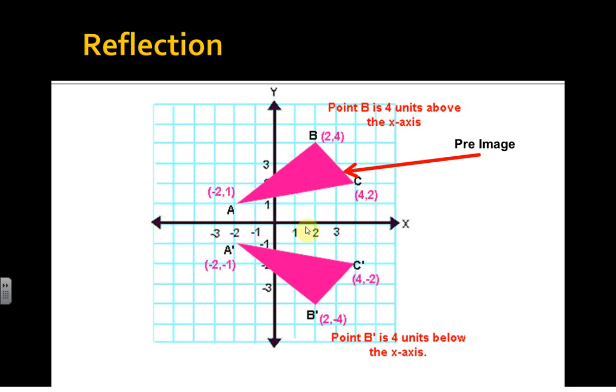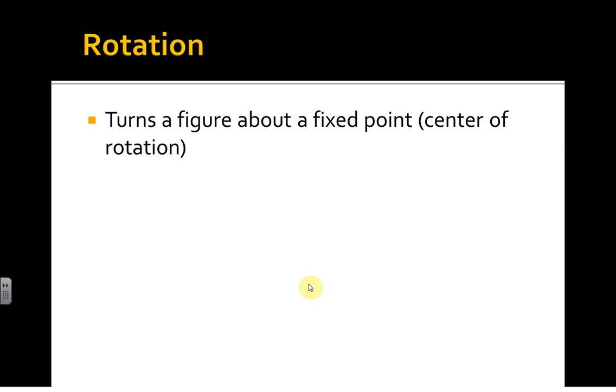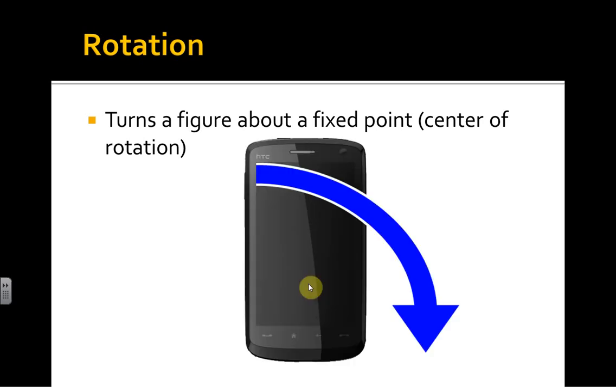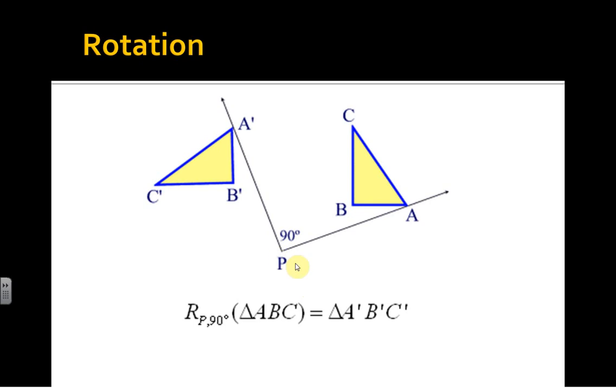Because if I folded my paper along this line, this triangle would line up perfectly with that triangle. And a rotation. This is when you turn a figure. The easiest example I can give you is your phone. You rotate your phone all the time. You go from vertical to horizontal all the time. Okay. You're always rotating about a specific point.